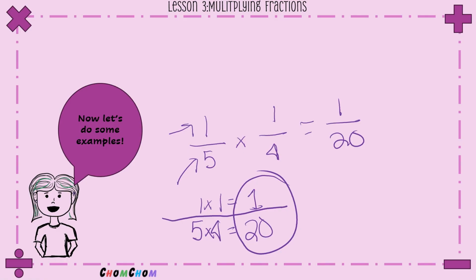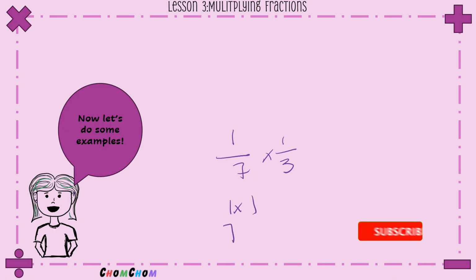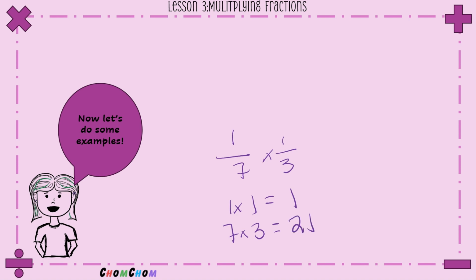Let's try another example. Maybe I'll make it a little bit trickier. Now let's say we have 1/7 times 1/3. Remember, let's separate these two. What's 1 times 1? Good job. And then what's 7 times 3? 21. Good job. Now we draw our bar back in. We get 1 on top and then 21 on bottom for 1/21.